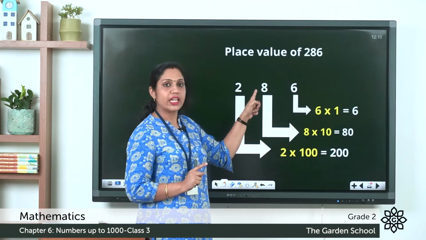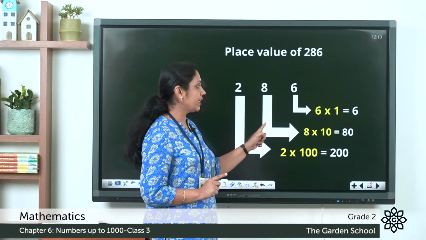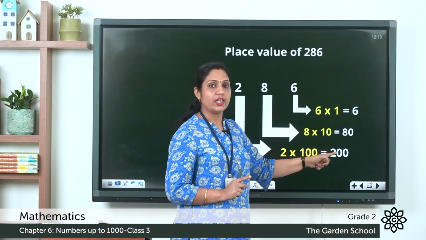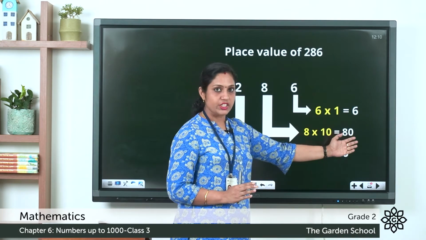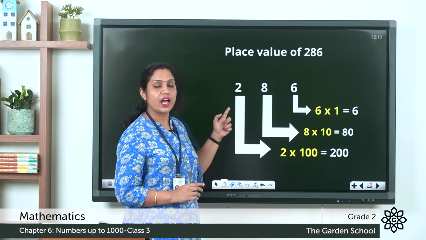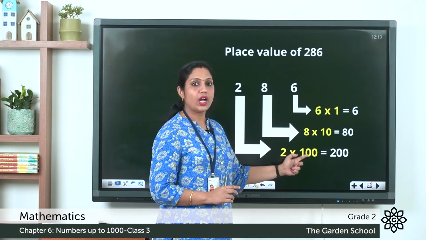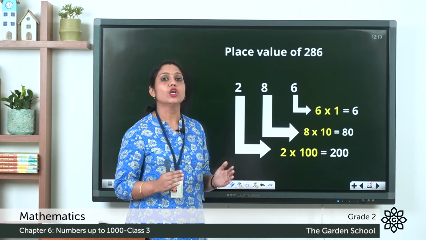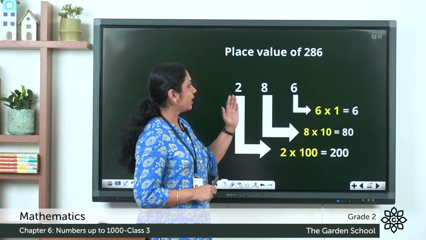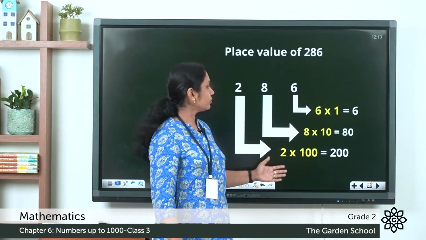Next we have the digit 8. So 8 here is in the tens position. So we can write it as 8 into 10. So 8 into 10 is 80. And then we have the number 2. 2 here is in the hundreds position. So we can write this as 2 into 100, and 2 into 100 is 200. So we have written the number 286 in the place value form.